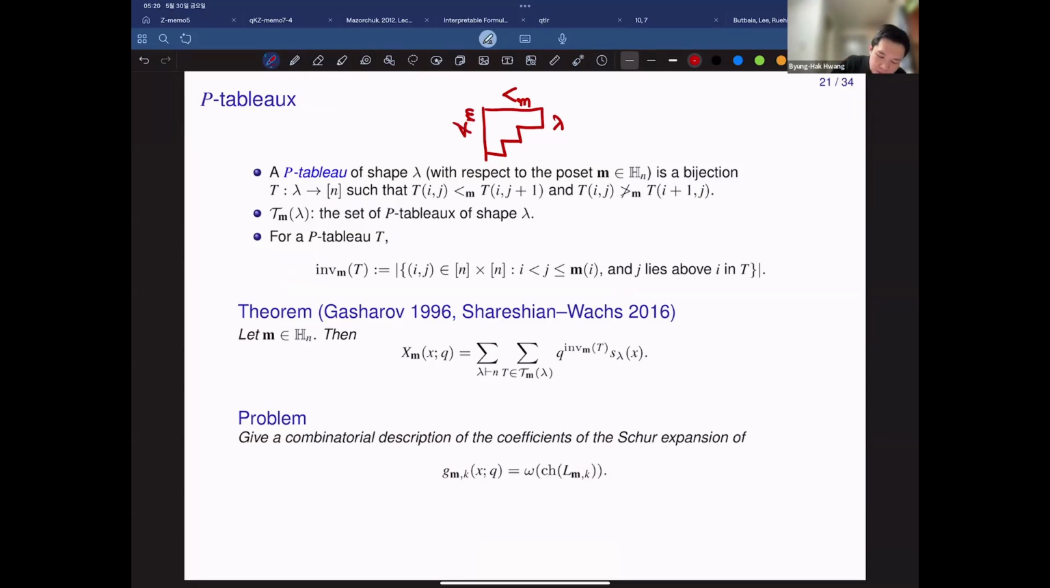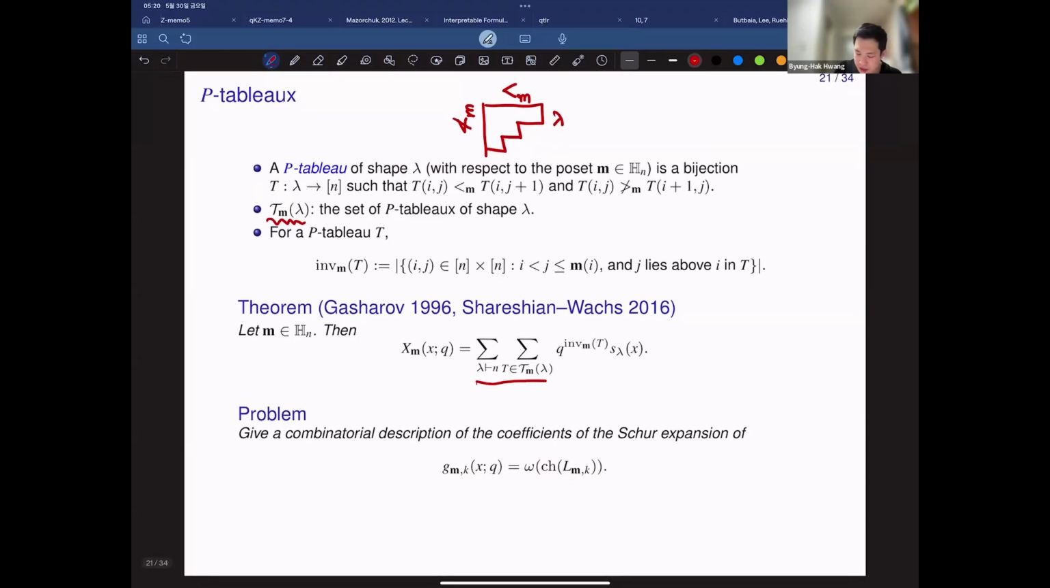And we denote by T sub m of lambda the set of the P-tableaux of shape lambda. Then Gasharov and Shareshian-Wachs proved that the chromatic quasisymmetric function is given by these Schur expansions. So if you want to compute the Schur coefficient of chromatic quasisymmetric functions, the P-tableau gives the answer.